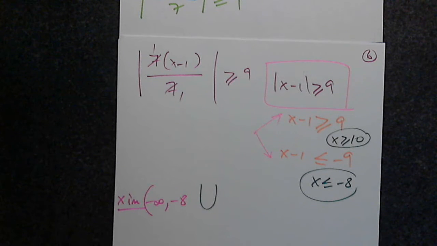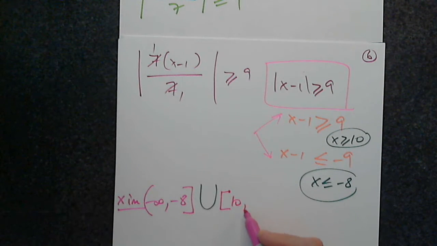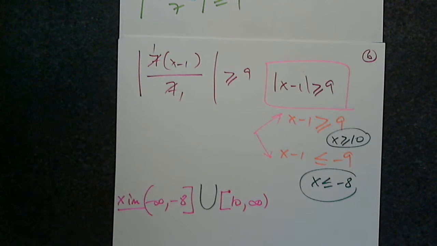Then the little end cap thingy, the bracket. Yeah, very good. Another bracket, 10. Very good. 10 to infinity. Great job. Excellent. Very good. Anything else? Is there something else we would like to go back to?